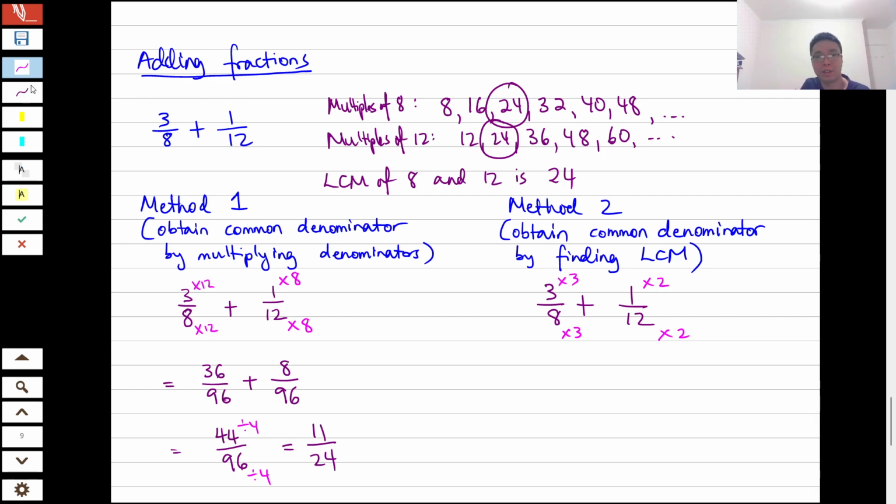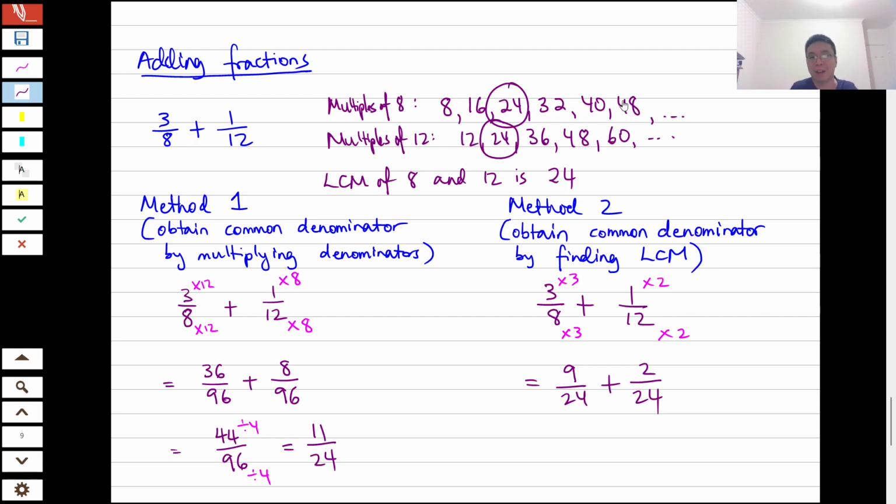So let's go ahead and do that. 3 times 3 gives me 9, and 1 times 2 gives me 2. Notice again, I have the same denominator, 24, but the number is smaller. And smaller numbers are easier to deal with. So that's the advantage of using the second method, where we find the lowest common multiple, or the LCM.